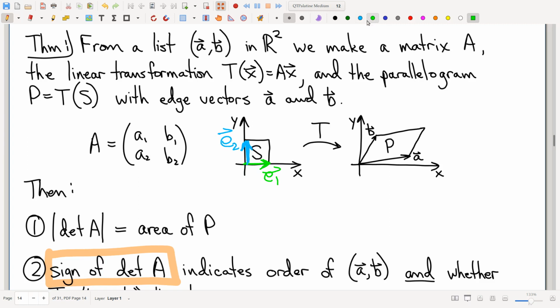And let's think for a moment, what are the images of these vectors? If I take E1 and pop it into T, what comes out? Well, when you put E1 into T, I'm multiplying A times E1. That's going to give me the first column, which is the first vector, which is this edge. And likewise, the image of E2 is that edge. And so here's the cool thing. As drawn here, notice the counterclockwise E1, E2 has turned into counterclockwise A, B.